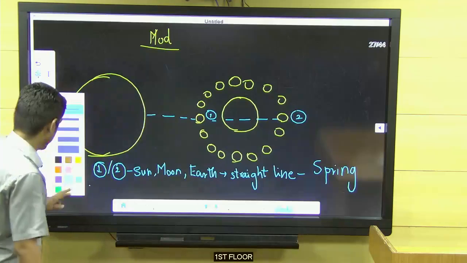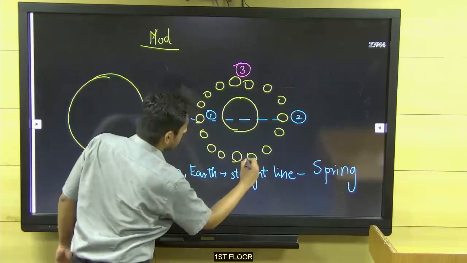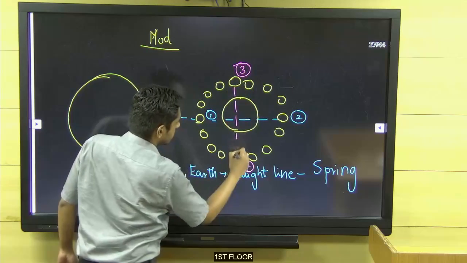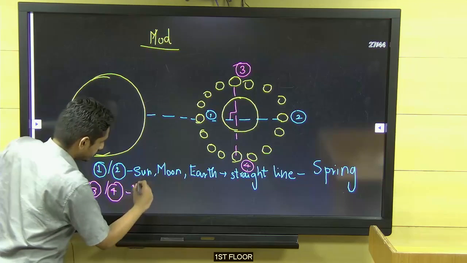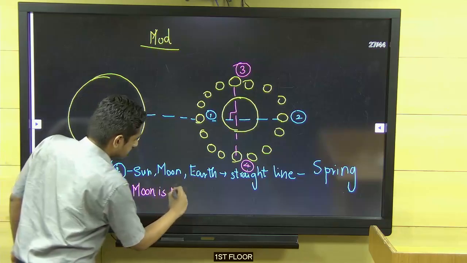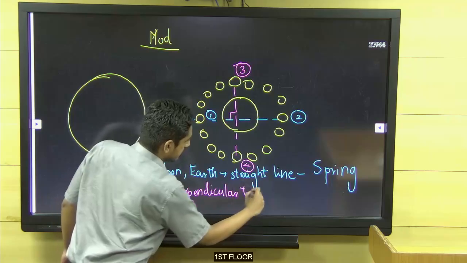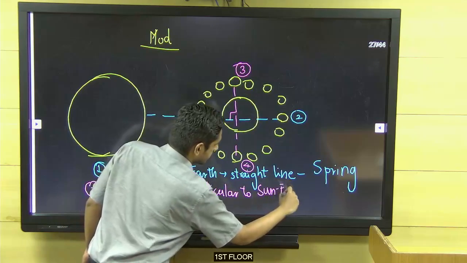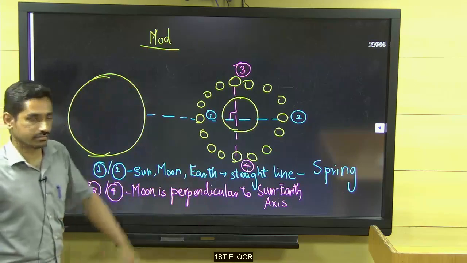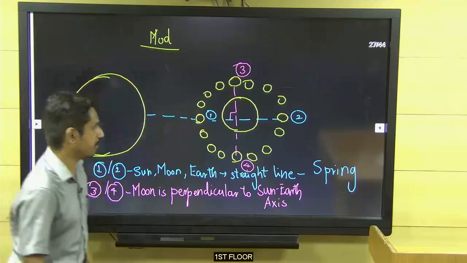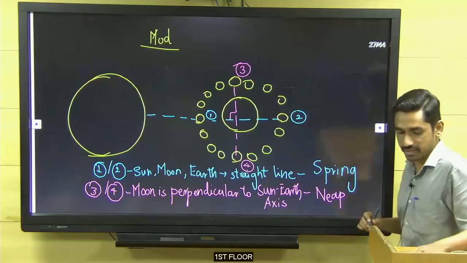Type 2, positions 3 and 4. In the dotted line, this one, 3 and 4, the moon is perpendicular to the Sun-Earth axis. Sun-Earth axis means the line connecting the Sun and the Earth. Perpendicular, 90 degrees. Here the type of tide is called neap tides. Okay, spring tide and neap tide.